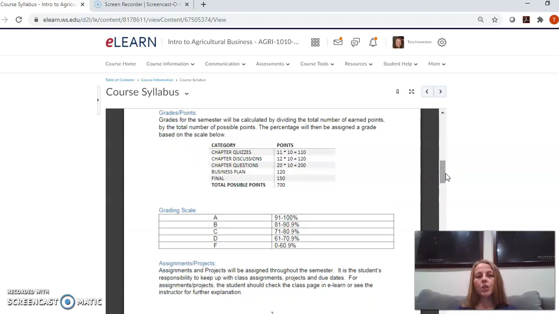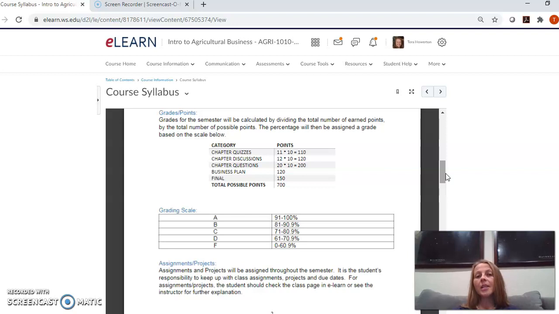If you scroll to page 2, you will see a list of the points for this semester. There will be 11 chapter term quizzes that are worth 10 points each. You can take these quizzes as many times as you would like up until the due date. There are 12 chapter discussions worth 10 points apiece. These discussions are designed to help you connect what we're talking about in class with real-world situations.